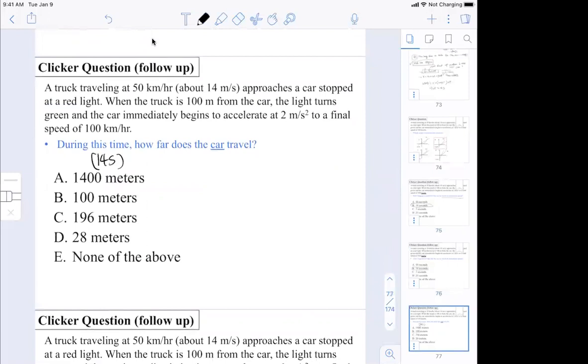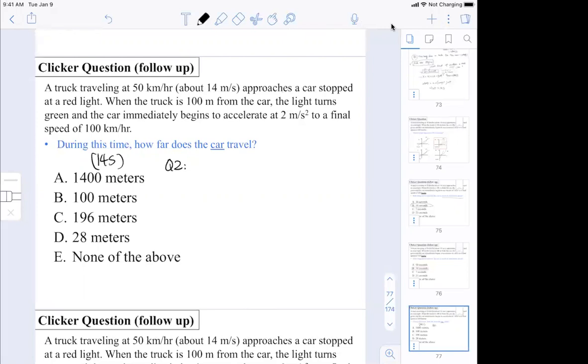Okay. And I will let you vote on this again. And as I let you vote, I'm going to continue to solve my problem. If you know your answer, feel free to put it in, or if you want to wait as I solve it along, you can do that as well. So during this time, how far did the car travel? That's the second question. Question 2 is right here.